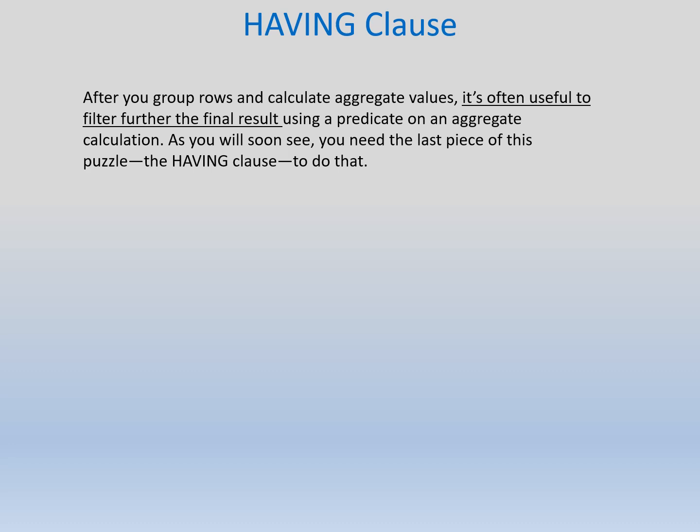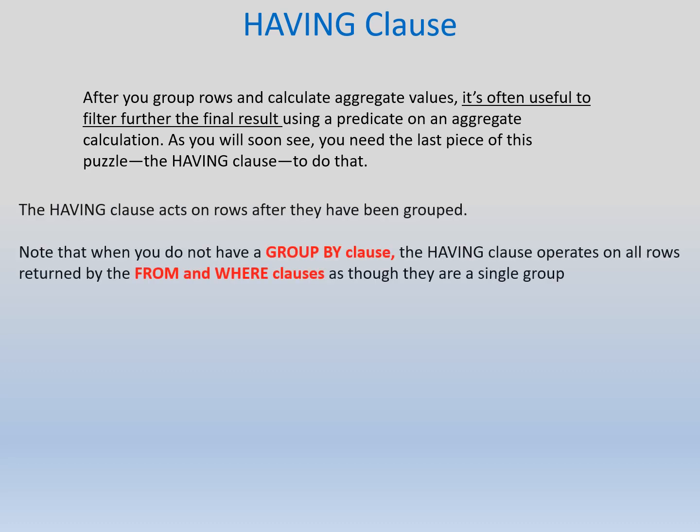After you group rows and calculate aggregate values, which is what we've done in the previous lesson, it is often useful to filter further the final result, which is what we will do in this lesson using the having clause. The having clause acts on rows after they have been grouped. Note that when you do not have a group by clause, then the having clause operates on all the rows returned by the from and where clauses.